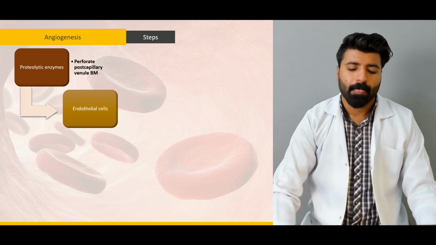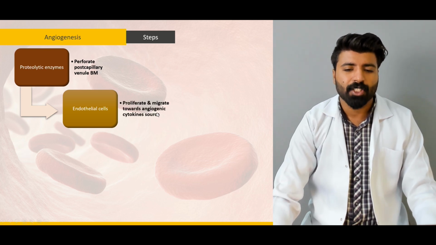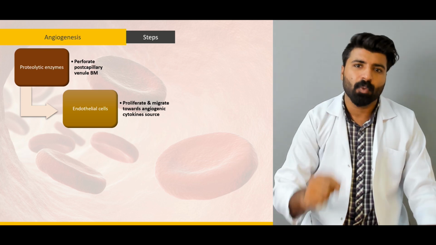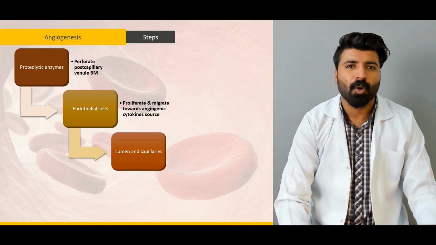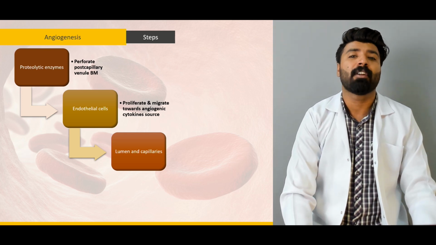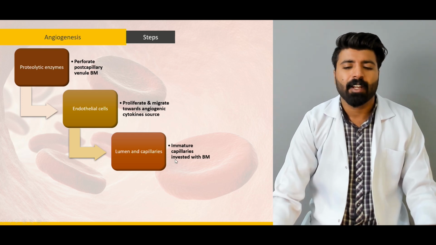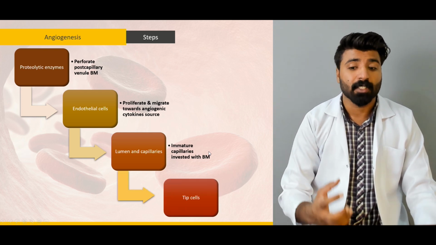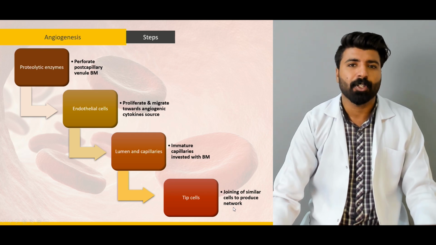Now endothelial cells will proliferate and migrate towards the angiogenic cytokine source. The endothelial cells will come in to form the new vessels and they will migrate towards the side where it's being formed. Next we have lumen capillaries. Small lumen capillaries will be forming at that site. They're immature capillaries and they are invested with basement membrane. Last but not least, tip cells will be formed. These are joining of similar cells to produce that network.